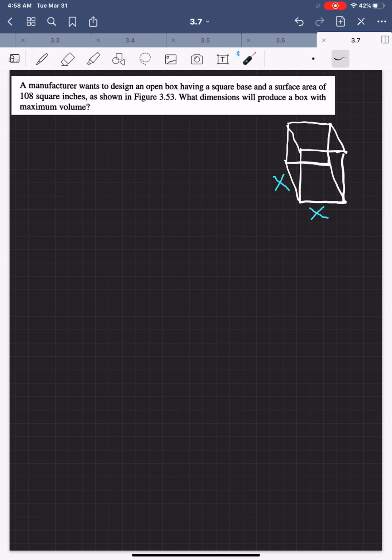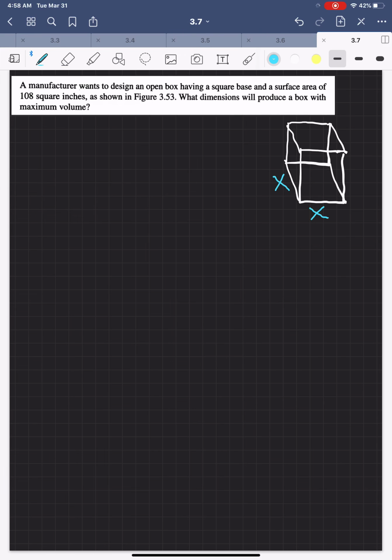Now the manufacturer has a constraint, right? And you think about it, we always have constraints. So for example, you only have 24 hours in a day. That's a constraint. So that constrains your optimization up to how much you want to, say, produce. Now, in this case, the constraint is the surface area has to be 108 square inches.